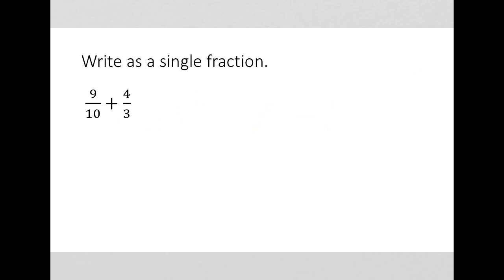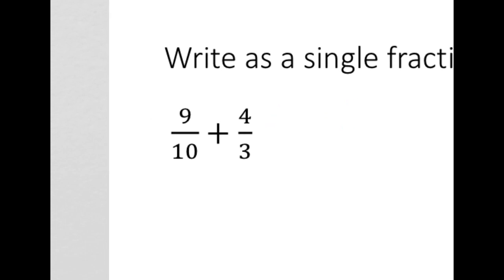Compare that to this problem, which is very similar, except this time we do not have a 1 in the denominator of the second term. We have a 3, so now we are going to have to multiply twice. On the right here, we're going to multiply by the denominator of the other fraction, so 10 over 10. And on the left, we're going to multiply by the denominator of the second term there, so 3 over 3.